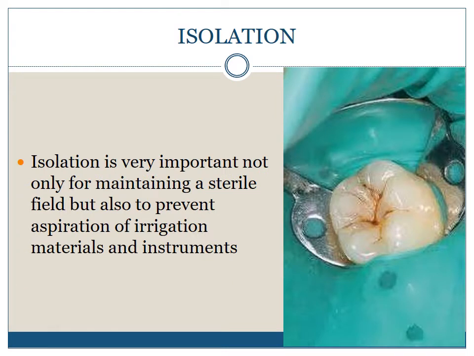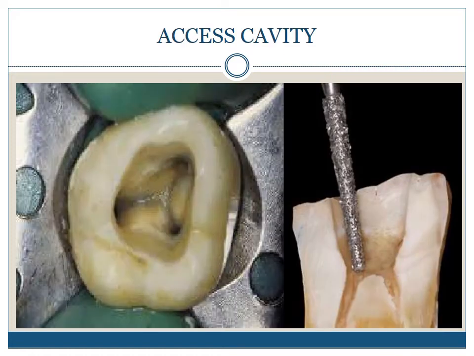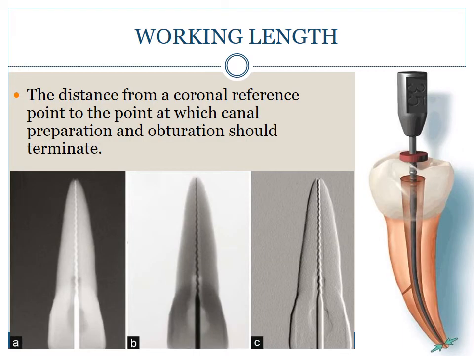Dental rubber dam is used to isolate the infected tooth from the rest of the mouth to facilitate root canal treatment. Isolation is very important not only for maintaining a sterile field, but also to prevent aspiration of irrigation materials and instruments. The first step is creating the access cavity. This is done to gain access to the infected pulp and create a way to remove the infected pulp tissue.